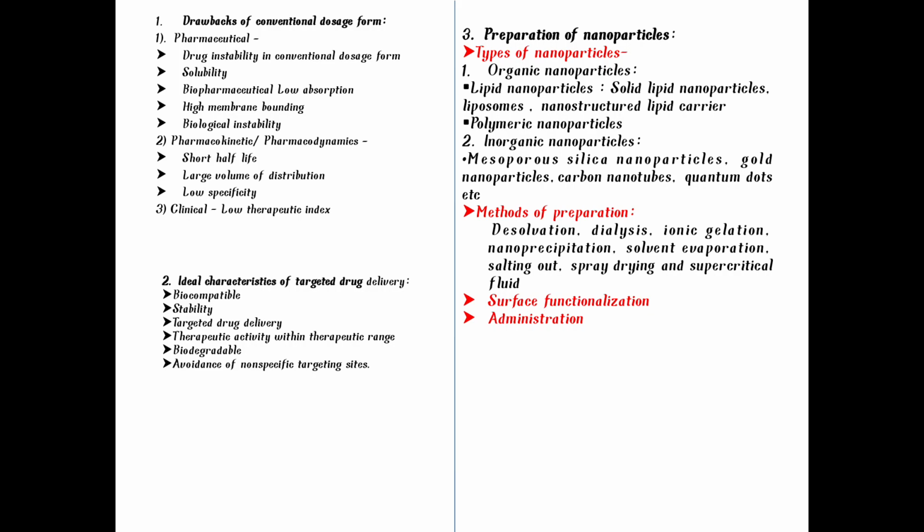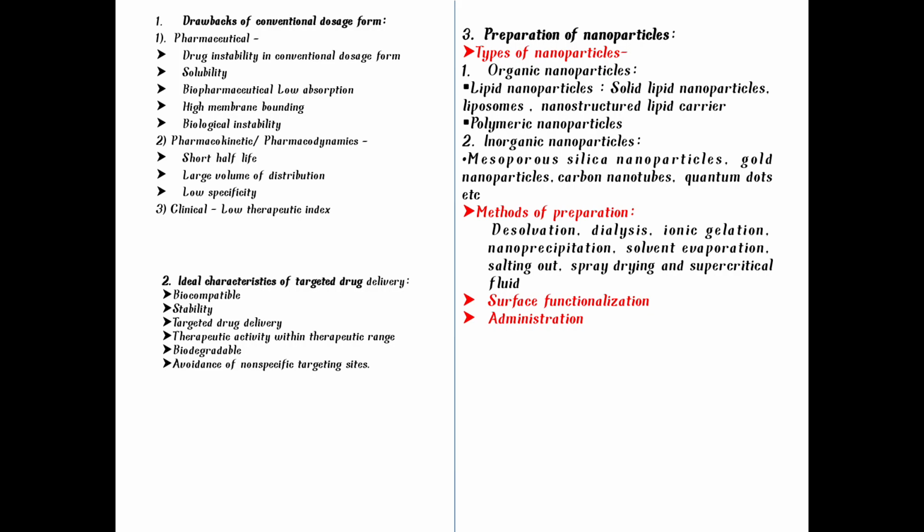Moreover, they have a smaller size, as already discussed, so more exposure to the site of action and a higher rate of delivery of the drug. Specificity is high because it is directly targeted to the site of action, avoiding unwanted accumulation in normal, undiseased cells. Also, conventional dosage forms have a low therapeutic index. Now, for targeted drug delivery, what are the criteria that are required?